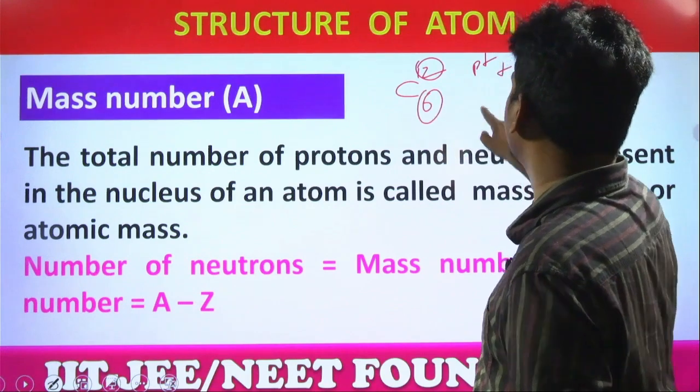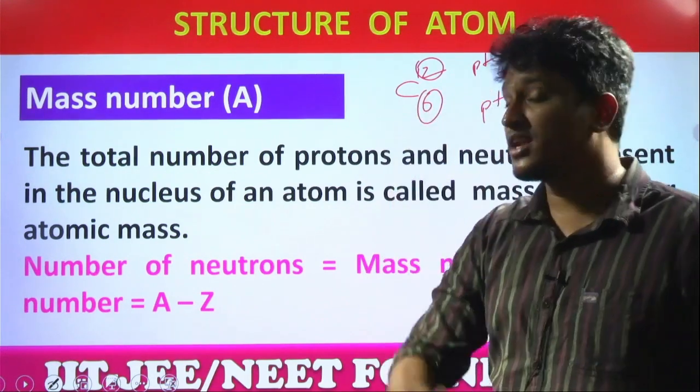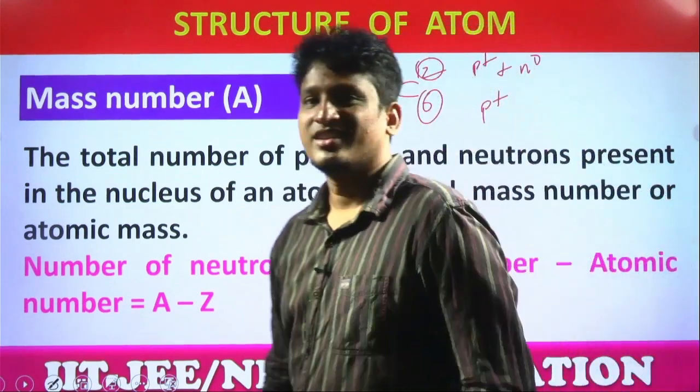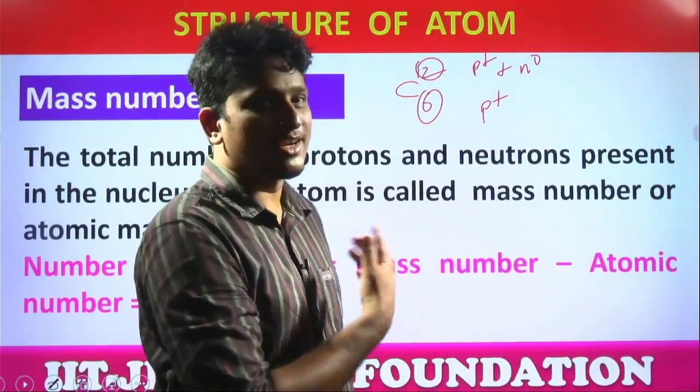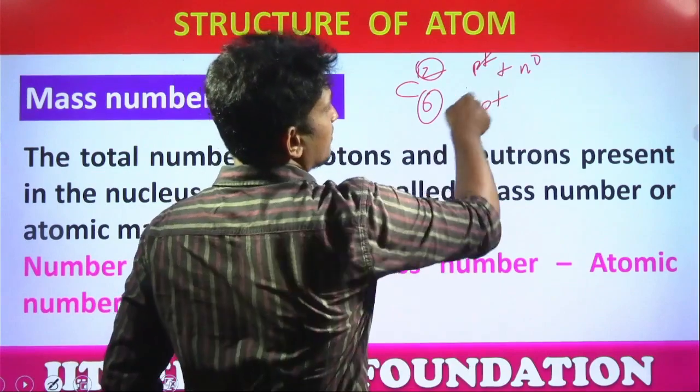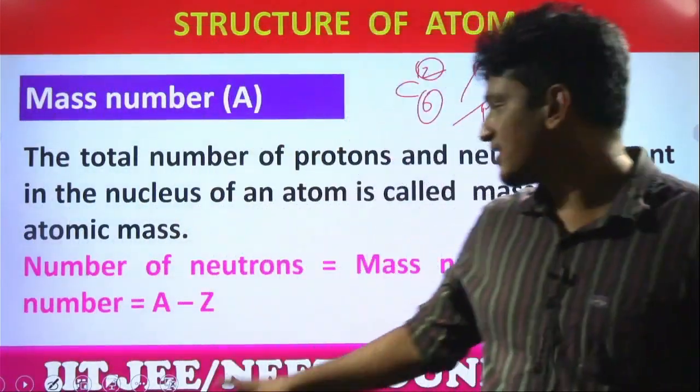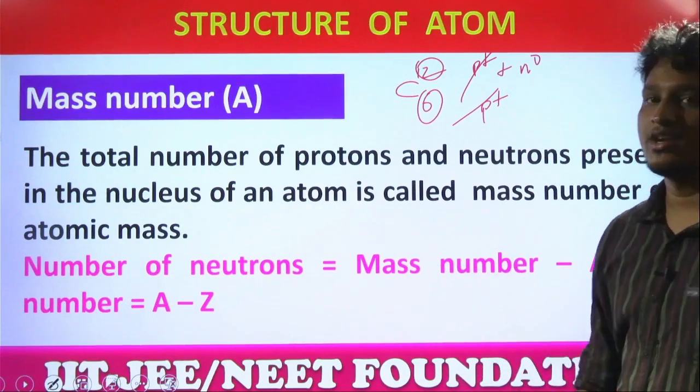This number indicates protons. Students, how to find the number of neutrons? This number minus this number. Yes or no? Mass number minus atomic number. What do we get? Protons will be cancelled out. We'll get the number of neutrons. So this is the formula to remember: number of neutrons equals mass number minus atomic number.